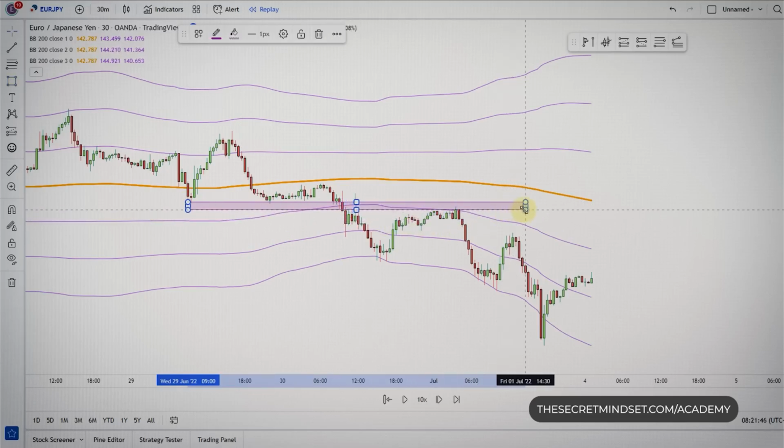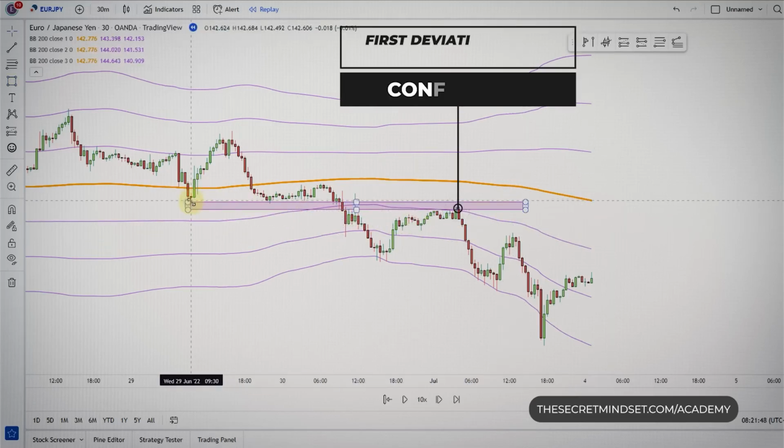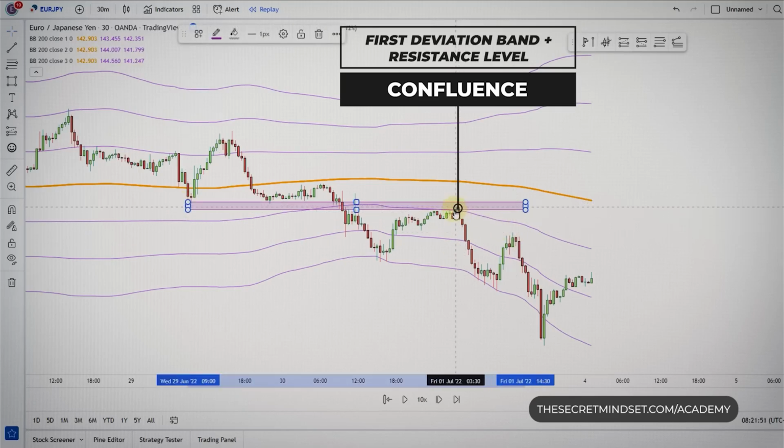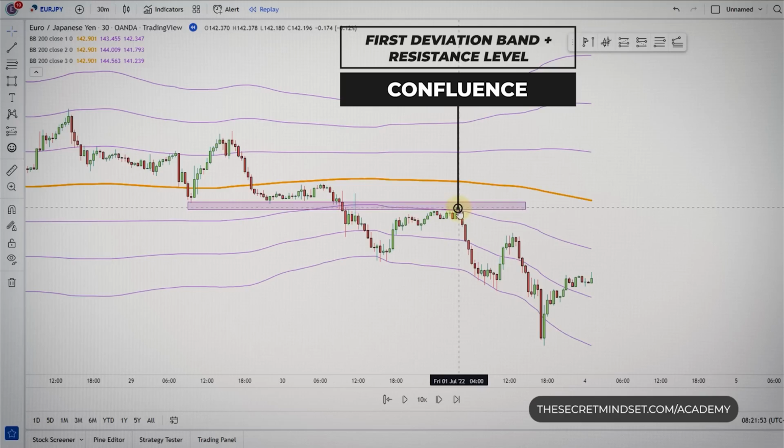Then it retraced back up, and here's our value area. The first band below the middle line and this previous breakout level are aligning on the same area. So there's a potential sell trade in the strong trend area.